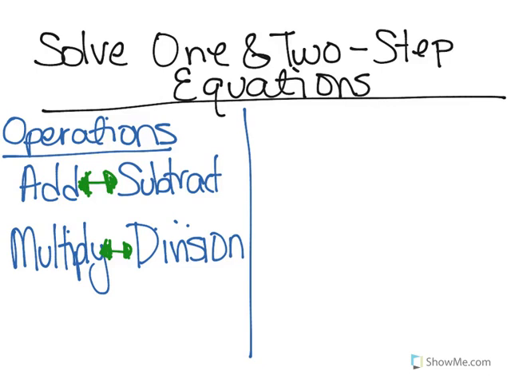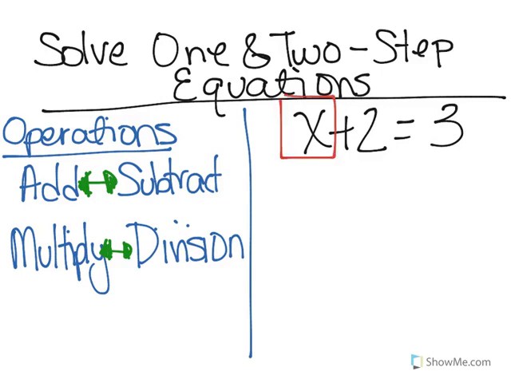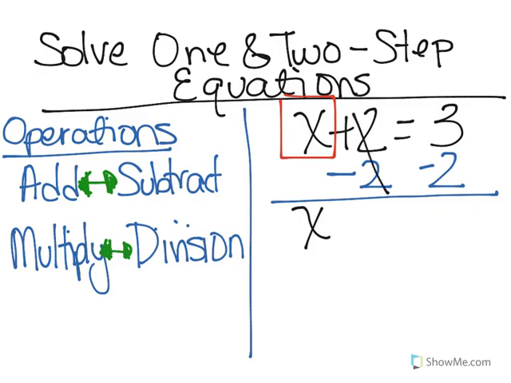Okay? For example, if I have x plus 2 equals 3, I want my x by itself. So right now, it's adding 2. The inverse operation is to subtract 2. Remember, if I do something to my left, I have to do it to my right because of my equal sign. So now my left is x, 2 minus 2 is 0, equals, and 3 minus 2 is 1.